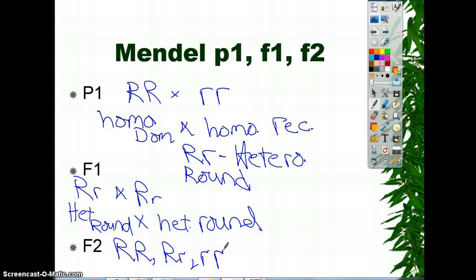Those are the plants that will be produced. 25% of the time there will be homozygous round seeds, 50% of the time there will be heterozygous round seeds, and 25% of the time there will be homozygous wrinkled seeds. I think I said that wrong. So here, this happens 25% of the time. You have the heterozygous round 50% of the time. And you have the homozygous recessive, or homozygous wrinkled, 25% of the time. We're going to find out how you know those percentages here in just a second.